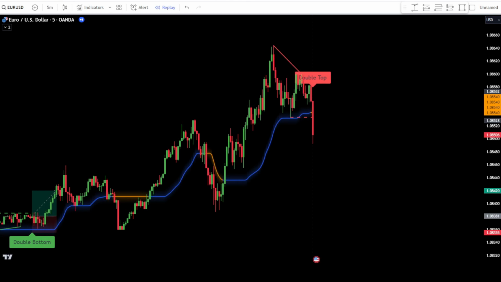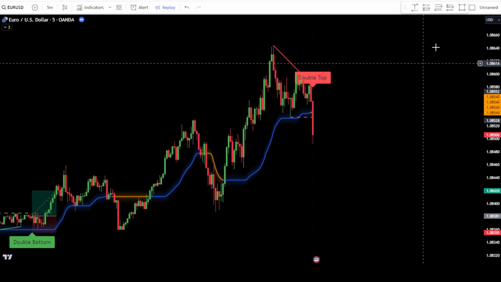How to place a sell order. 1. If the double top and double bottom indicator has signaled a double top, prepare to place a sell order. 2. Ensure that the signal line from the Moving Average Trend Sniper is yellow. 3. As confirmation, ensure that the formed candlestick is bearish.